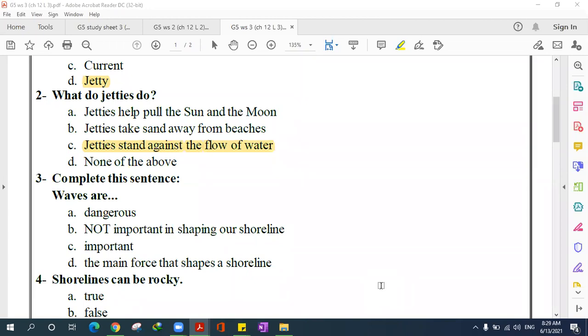Okay, Nurhan, would you like to answer number 3? Complete the sentence. Waves are dangerous, not important in shaping our shoreline, important, or the main force that shapes the shoreline. D. Yes, it's the main force that shapes the shoreline.